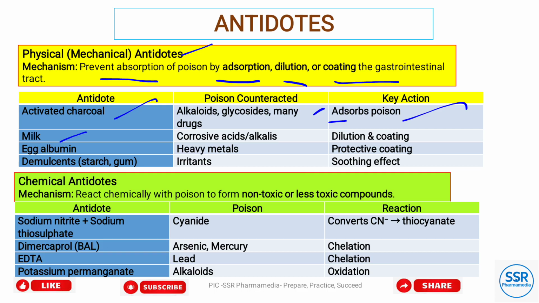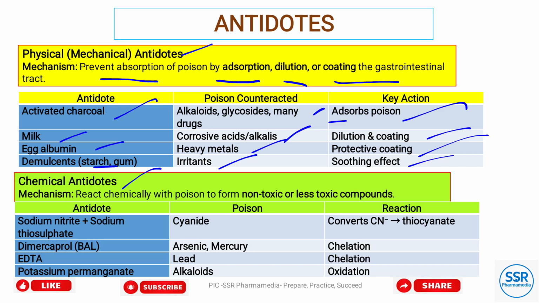Milk is a type of antidote. It counteracts corrosive acids and alkalis. Its key functions are dilution and coating. Egg albumin mainly counteracts the poisons of heavy metals, and its action is protective coating. Demulcents like starch and gums counteract poison caused by irritants, thereby producing soothing effects.